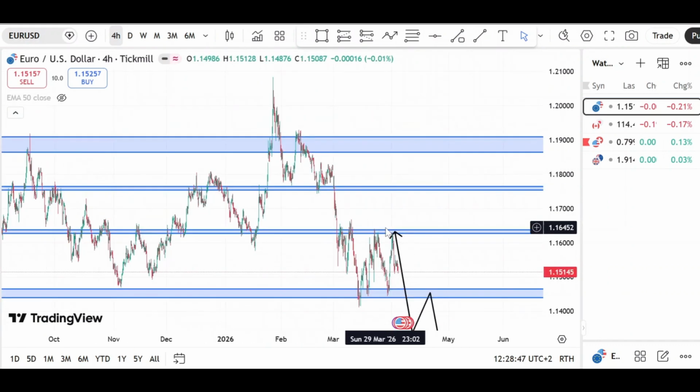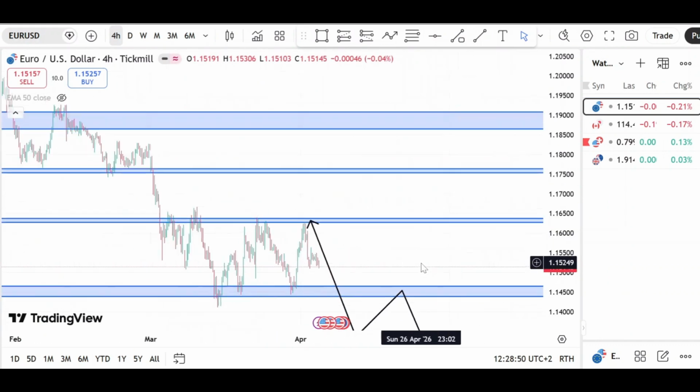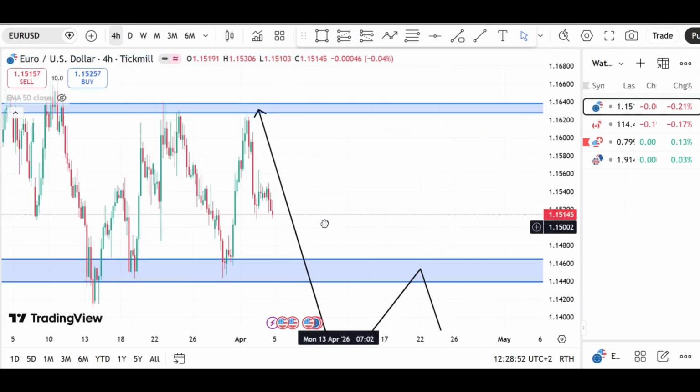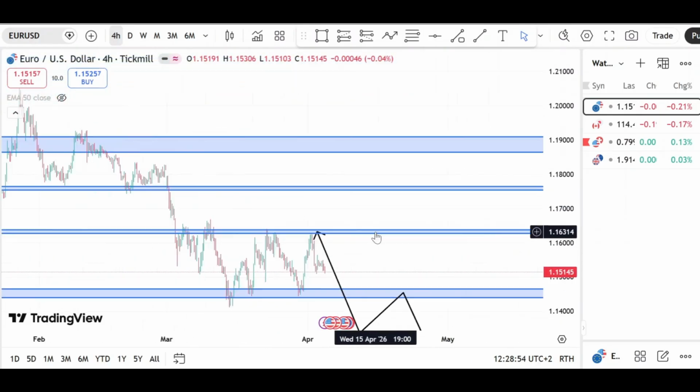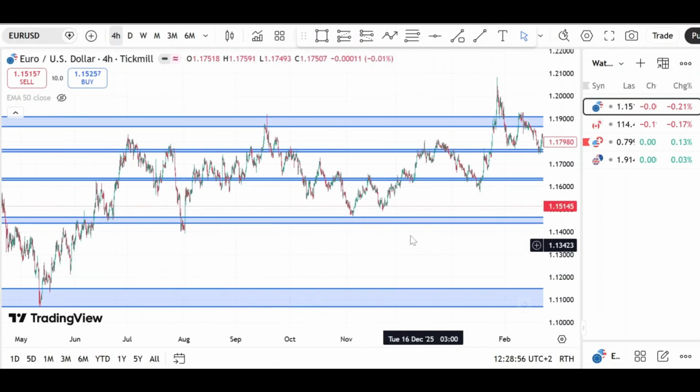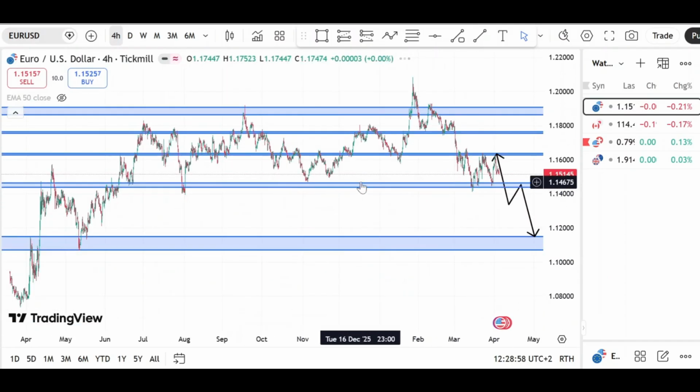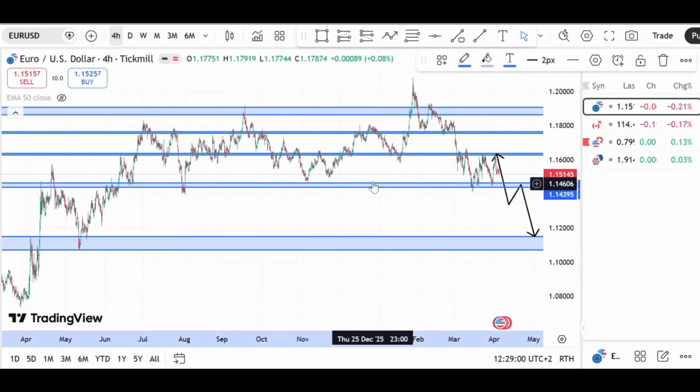This is the setup for today, and let's wait for next week. Remember to trade with discipline, and this screen is all anything which will help you to succeed in this career.